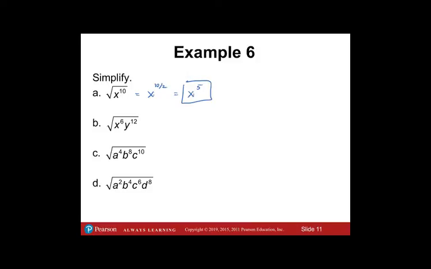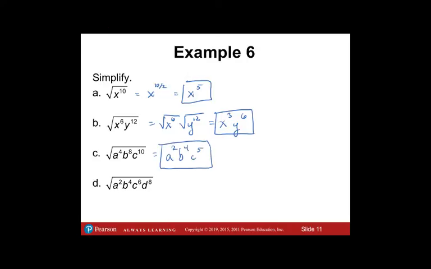Okay. This is going to be the same as the square root of x to the 6 times the square root of y to the 12. And then 6 divided by 2 is going to be x cubed. 12 divided by 2 is going to be y to the power of 6. Okay, this is going to be a squared b to the 4 c to the 5. I just divided all the exponents by 2. This is going to be a b squared c cubed d to the 4.